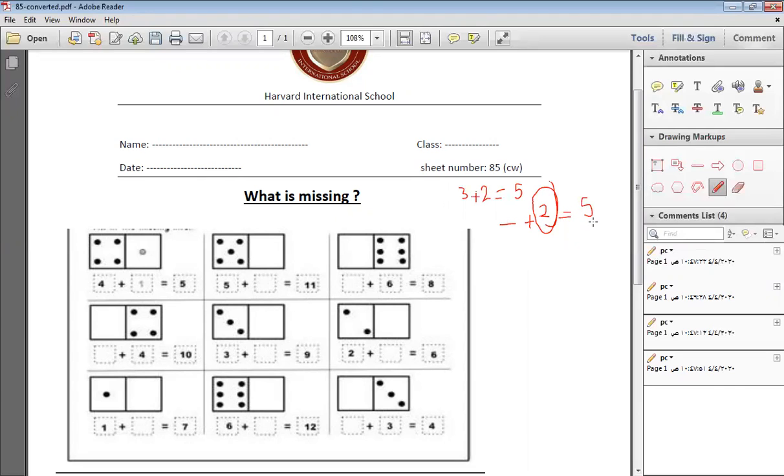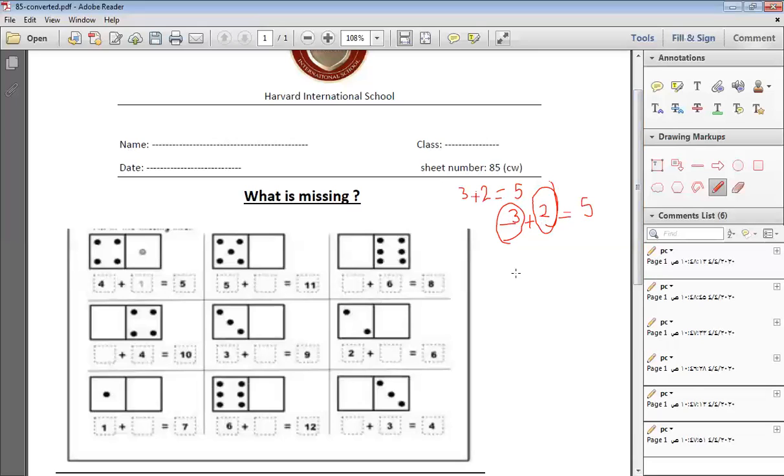Now, is he asking about the total? No, he is not asking here about the total. He is asking here about the missing number, the missing number at the beginning. So I will start from the smallest number and count on my fingers. Okay, show me all your fingers. After the 2, I will count from 2 to 5. After the 2, 3 and 4 and 5. So how many fingers now on your hands? 3 fingers, right? So this will be 3.